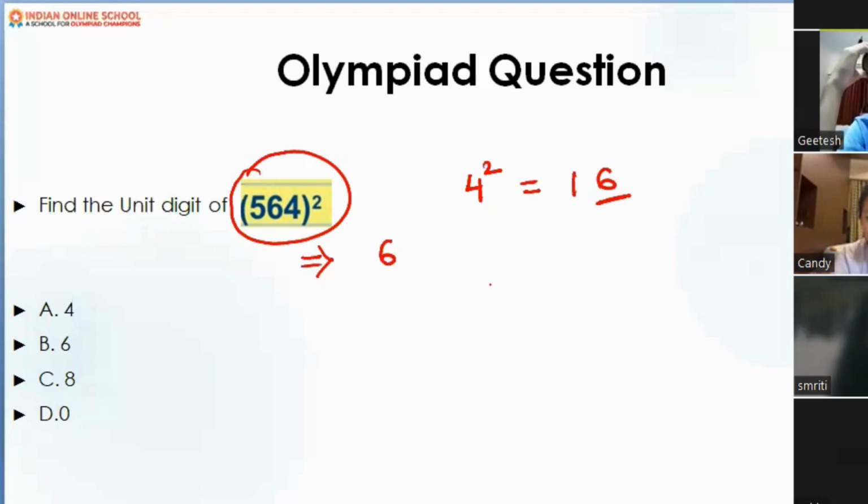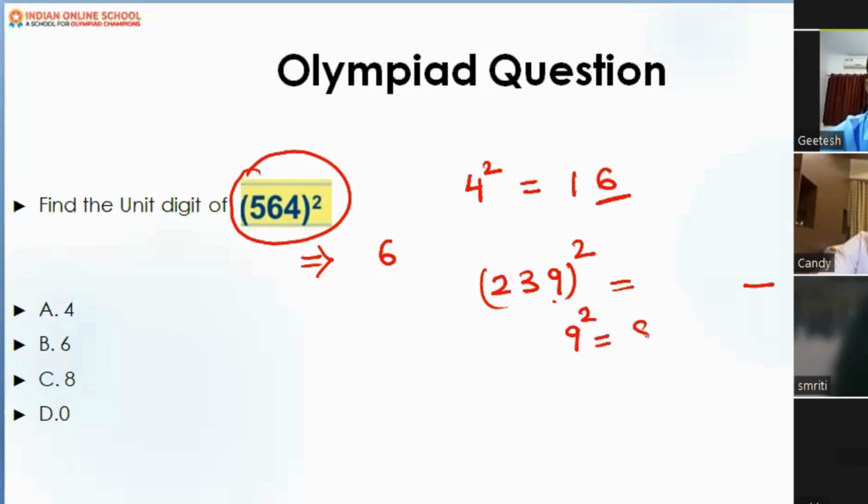Okay. Now, suppose your number is 239. And if I'm asking, without solving the proper square of that number, just tell me what is the unit place digit of the square of this number. So what will you do? Just tell me, what is the unit digit of 239? It will be 9 only. Now what is the square of 9? 81. What is the unit digit of 81? That is 1. So the square of this number also ends with 1 only.